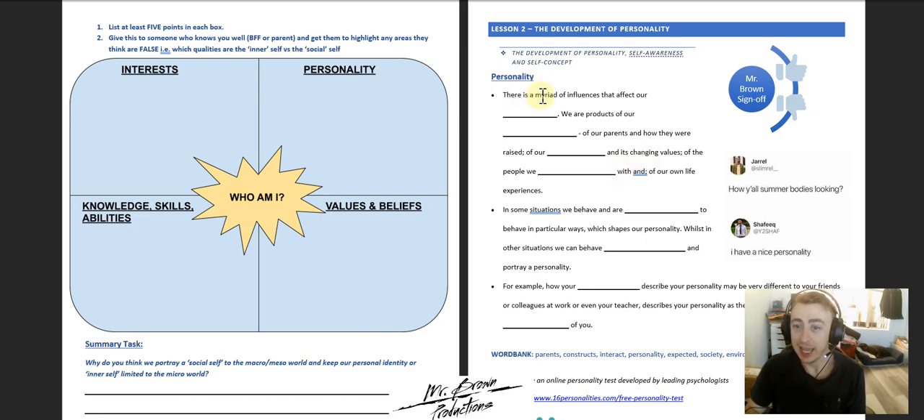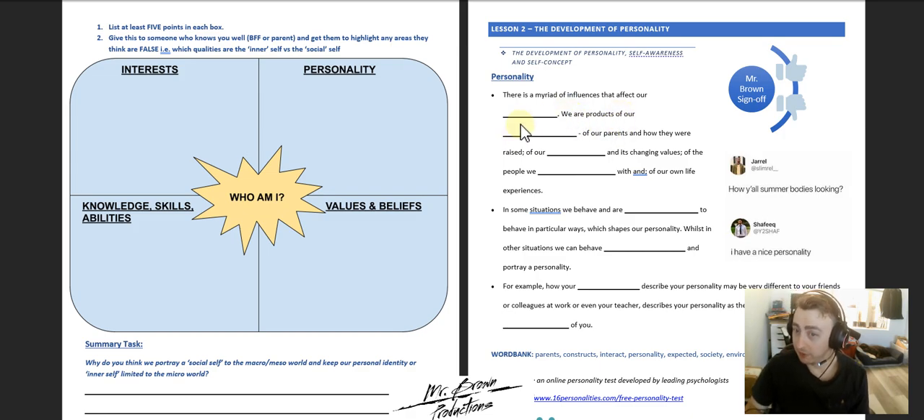So there is a myriad of influences that affect our personality. Now, myriad here means endless. If you want to annotate above that, it's endless, it's ongoing, it's limitless, infinite, right? So a myriad is there are so many influences that affect your personality, and it's very difficult to count them all. So it's much easier to say there's a myriad.